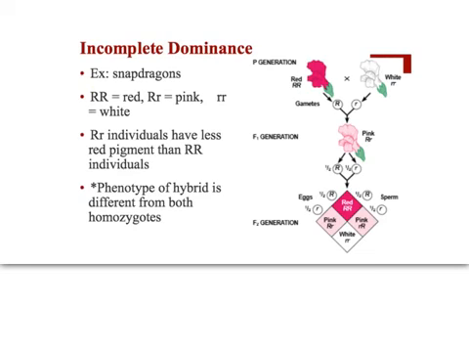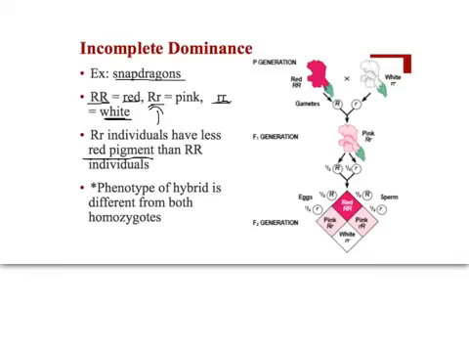Okay, so let's look at an example. There's a flower called a snapdragon, and if it has two dominant alleles for its color gene, it's red. If it has two recessive alleles, it's white. But if it's a heterozygous plant, it's pink. This basically happens because if you have the dominant allele, you're making the red protein. In this case, the heterozygous plant is only making about half the amount of red protein, so it has half the amount of red pigment, and it ends up a pink color.